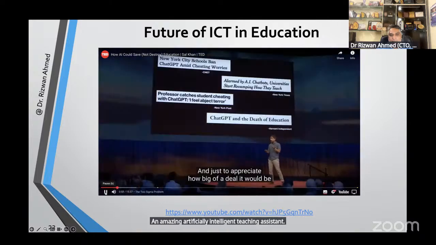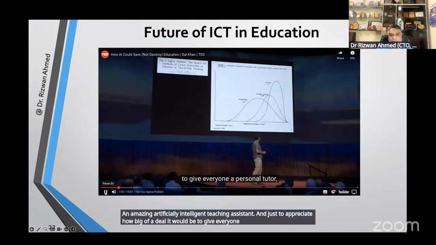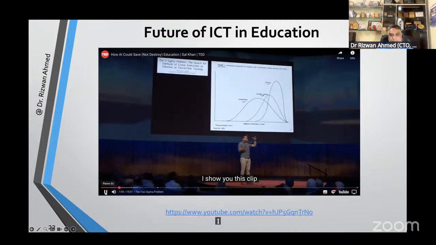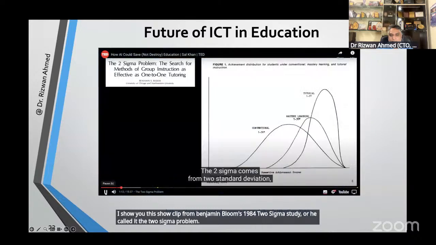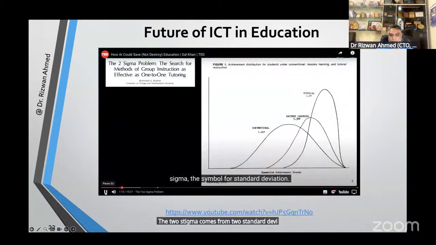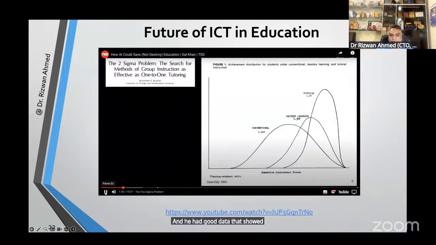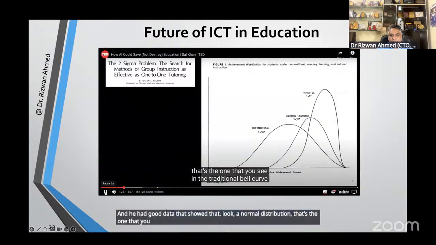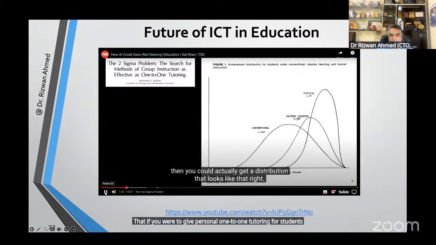And just to appreciate how big of a deal it would be to give everyone a personal tutor, I show you this clip from Benjamin Bloom's 1984 2 Sigma study, or he called it the 2 Sigma problem. The 2 Sigma comes from 2 standard deviations, sigma the symbol for standard deviation. And he had good data that showed that, look, a normal distribution, that's the one that you see in the traditional bell curve right in the middle, that's how the world kind of sorts itself out, that if you were to give personal one-to-one tutoring for students, then you can actually get a distribution that looks like that.